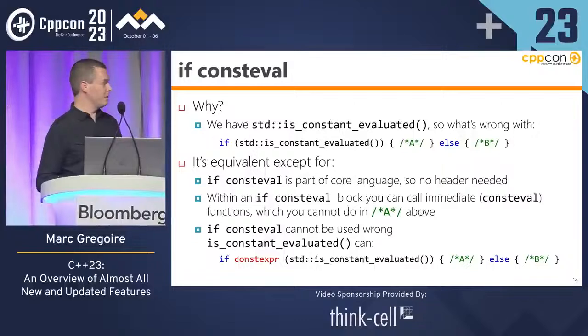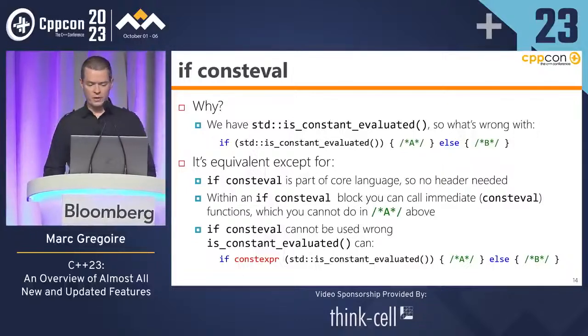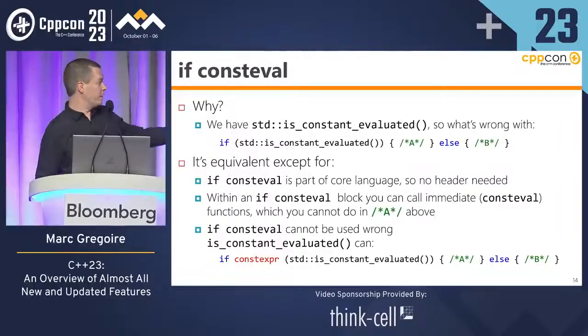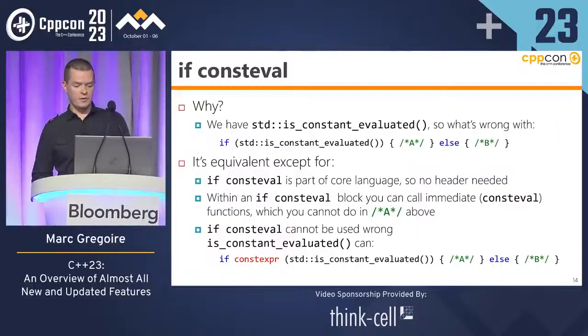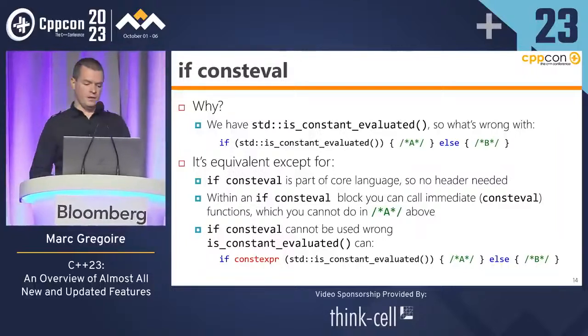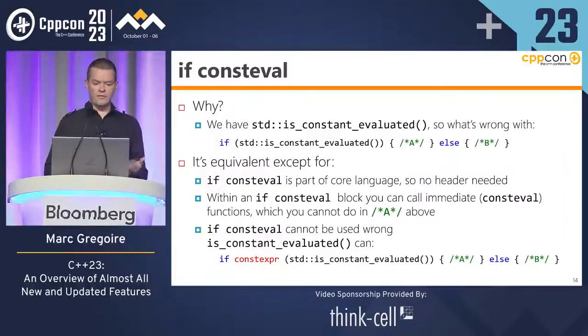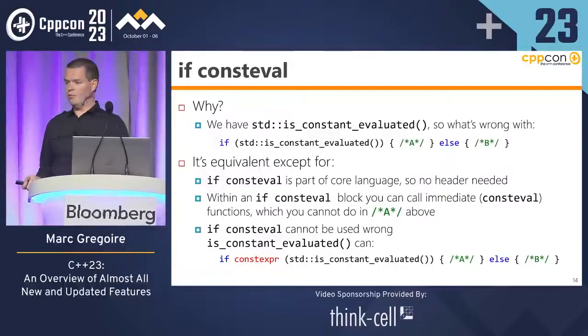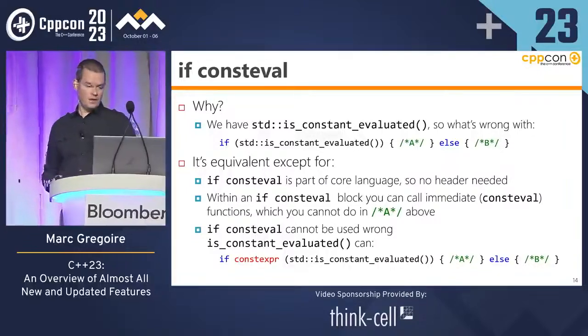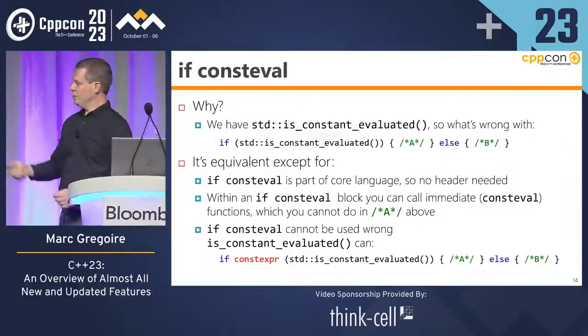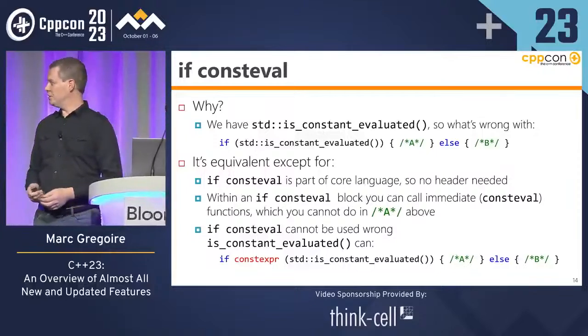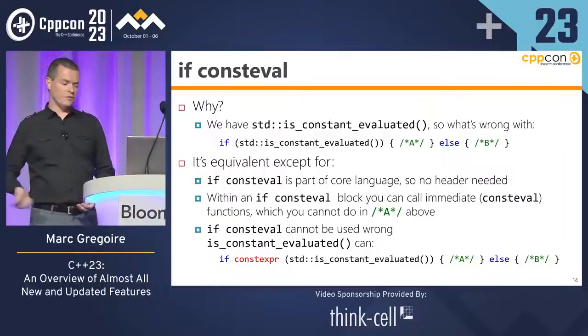Because I've seen that some people think that isConstantEvaluated needs to be written like at the bottom line, so if constexpr is constant evaluated. But obviously, if constexpr will execute at compile time, and at compile time, isConstantEvaluated would always be true. So that last statement is the same as just writing A. B will never be executed.